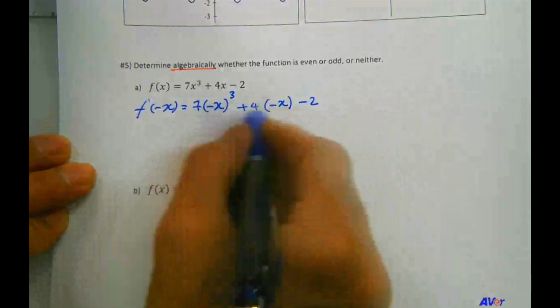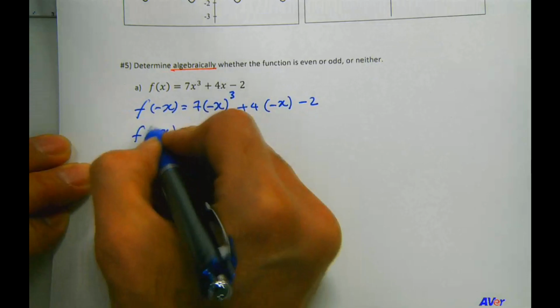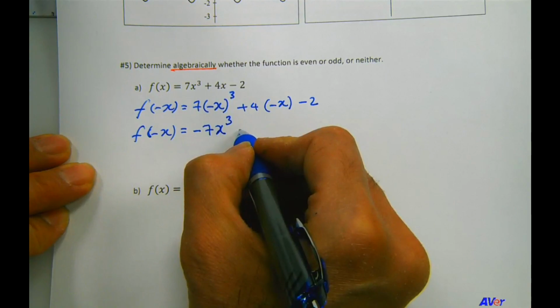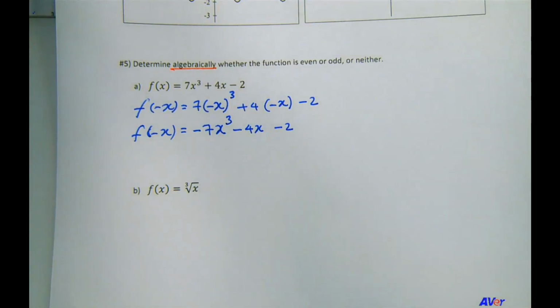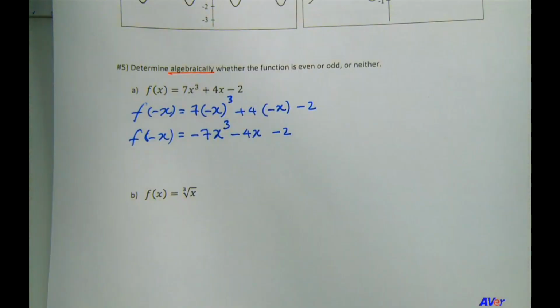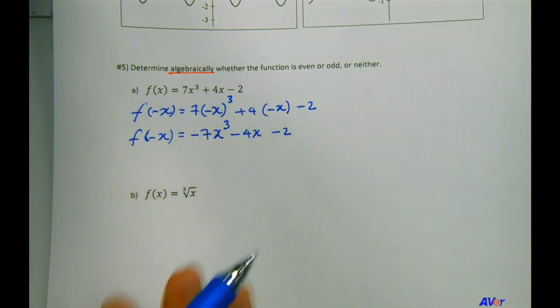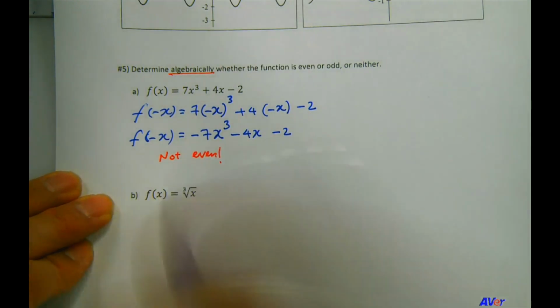Okay, let's simplify. This is still f, the function at negative x. So this is the result. So is this the same as the original function? Absolutely not, right? That's 7x cubed, this is minus 7x cubed, so no. So right away you can tell that it's not even. Not even. So is it odd?